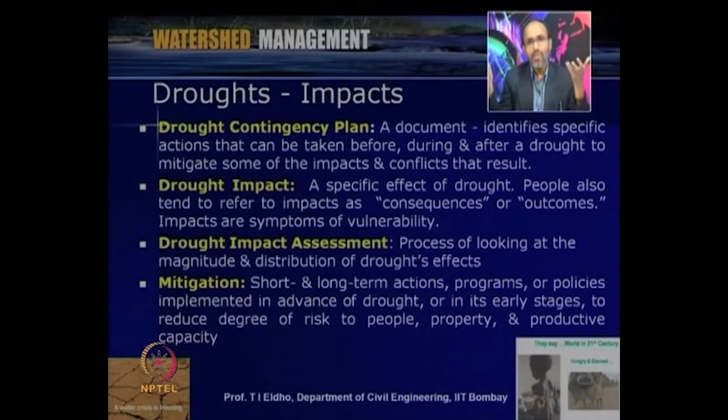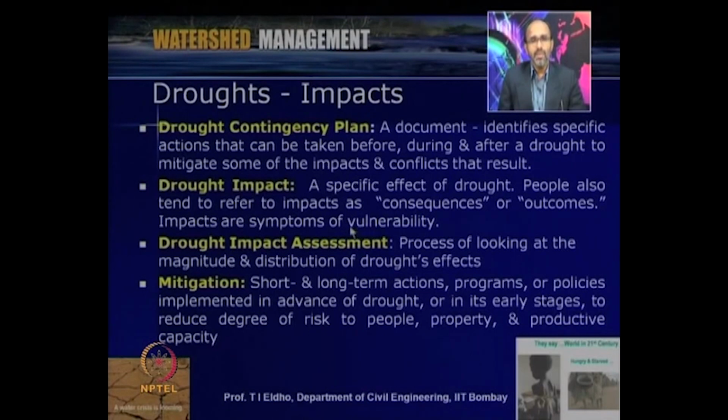So, after the drought, what kind of measures to regenerate the system? That way we have to see. As I mentioned, a drought impact is a specific effect of drought. There can be various types of impacts like economic impact, environmental impact, impact on human settlement. People also tend to refer to impacts as consequences or outcomes. So when we say drought impact, sometimes we can also call it drought consequences or the outcome of the droughts.